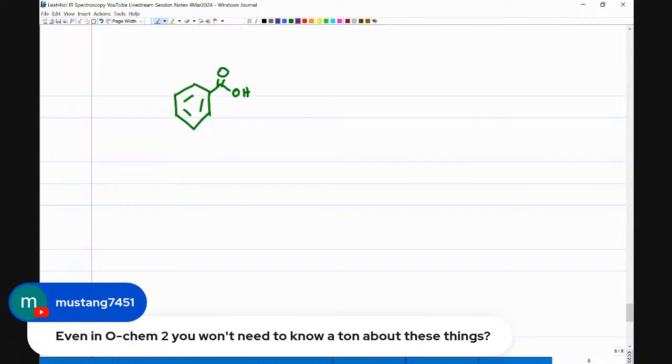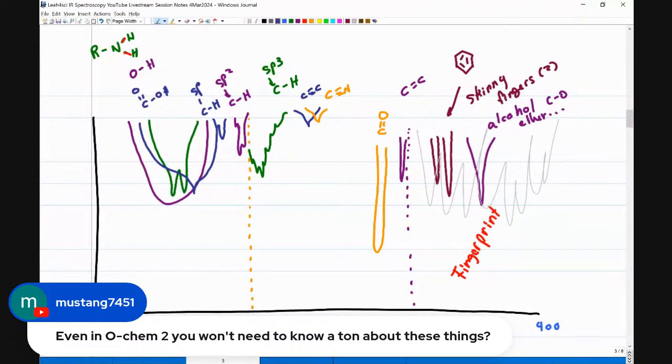Question, even in OChem 2, you won't need to know a ton about these things. For organic chemistry 2, all you need to know for IR is what I showed you here, and where I told you you don't have to worry, you don't have to worry. IR is typically just to help you identify what functional groups are here, what functional groups are obviously not here. And then the rest of the question, the other graph, the formula, whatever else your professor gives you, is how you're going to solve the rest of it.